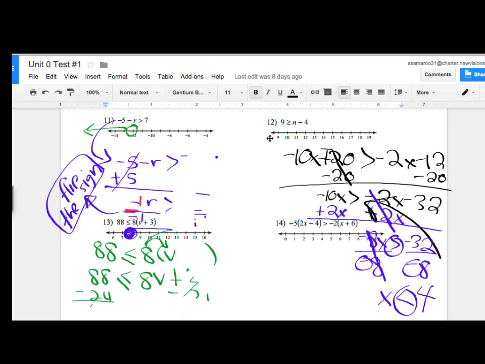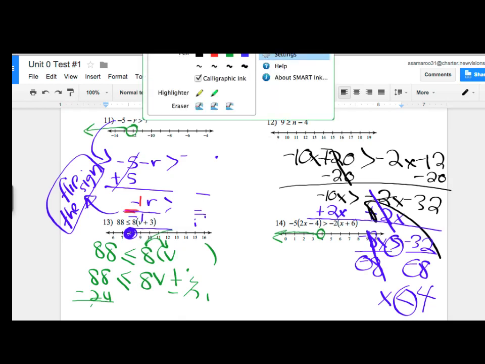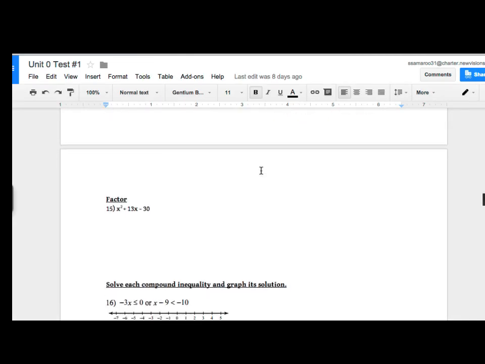Now graphing this, x is less than 4. I'm going to have an open circle, and everything less than goes to the left. All right, that was a long one, Miss Ewing. Yes, it was. Moving right along.